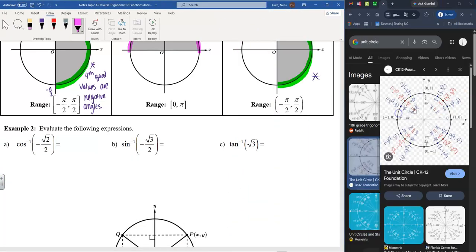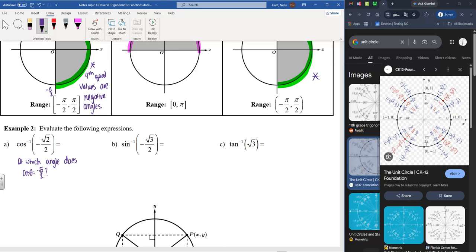Alright, so on that unit circle, I'm thinking, where is cosine? So this question is asking you, at which angle does cosine of theta equal negative root 2 over 2? That's what that question's asking you, right? Inverse cosine: at which angle does the cosine equal this value? And so cosine is your x coordinate, right?